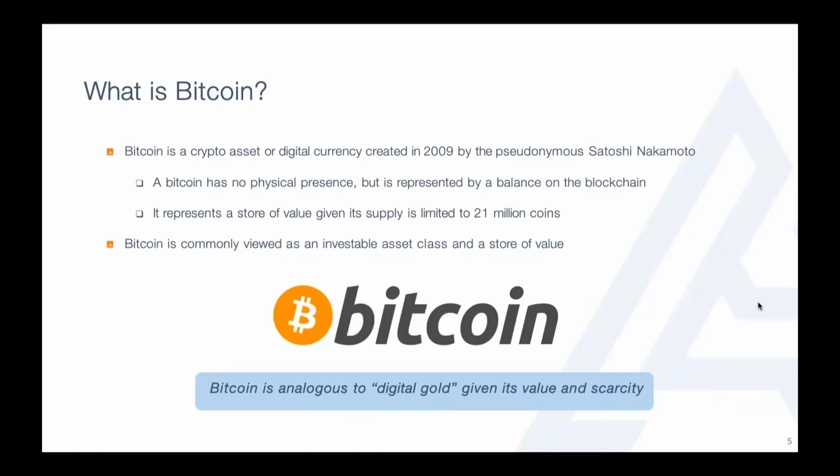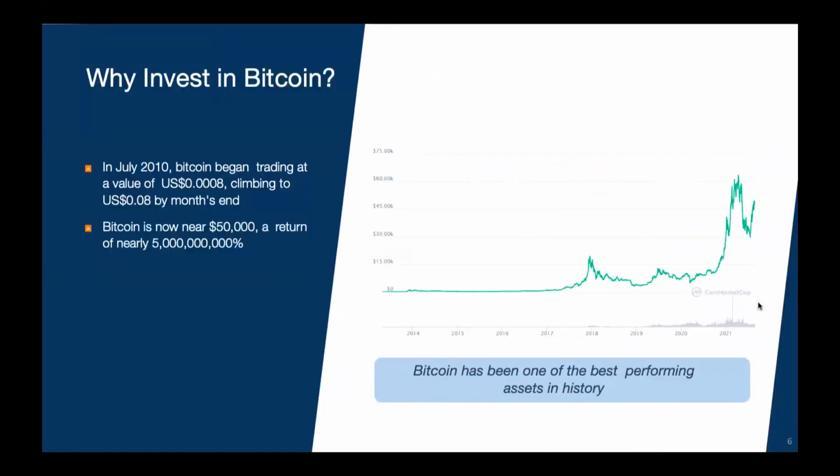And certainly many people these days, millions and millions, view Bitcoin as an investable asset class and one that does provide diversification benefits, which I'm going to get into today, more so how Bitcoin is analogous to digital gold given its value and scarcity. So number one, why invest in Bitcoin?